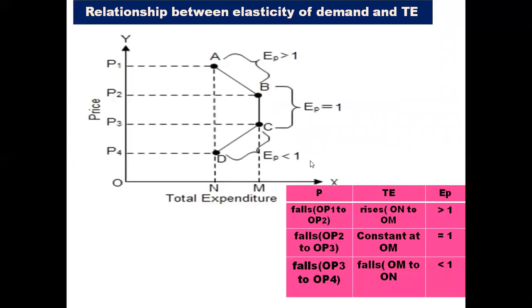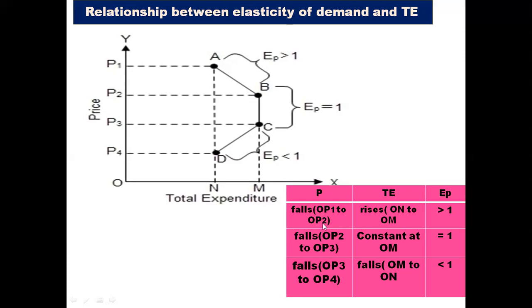Now we see the relationship between elasticity of demand and total expenditure. Here you should make sure that you measure total expenditure on the horizontal axis. Now we are not measuring quantity on the horizontal axis. Usually children think now we will consider the area of the rectangle. No, here we are showing total expenditure on the horizontal axis. So you don't need to consider the area.